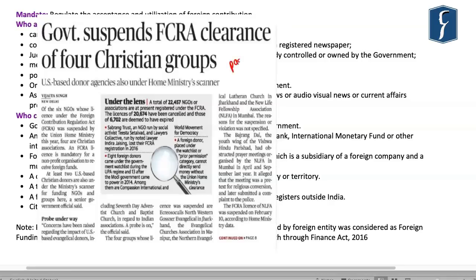The next article appears on page number 1. Now, presently under the Foreign Contribution Regulation Act, any entity based in India, if it has to obtain foreign funding, is required to have the prior license from the Ministry of Home Affairs. This particular article highlights that the Ministry of Home Affairs has cancelled the FCRA license for 6 NGOs, out of which 4 are Christian-based associations. Even though the government has not specified the reason for the suspension, it is believed that these 4 Christian groups were involved in religious conversions.